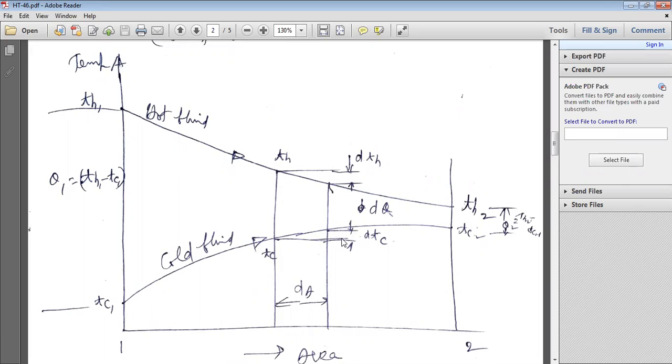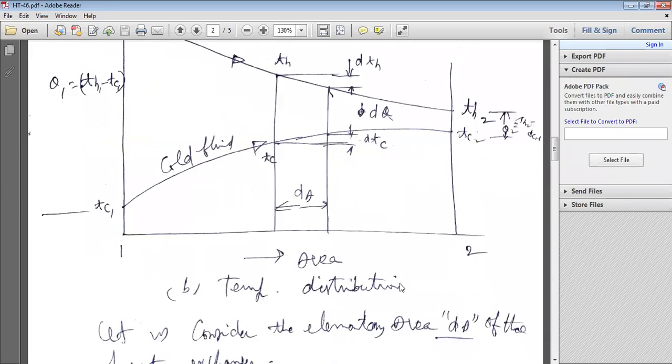Next, dTC is the differential temperature difference for the cold fluid. The temperature increases from this level to this level, and that difference is dTC for the cold fluid. This is the temperature difference for the hot fluid. And here, dQ is the differential heat transfer rate. That is how the temperature varies for the hot fluid and the cold fluid.